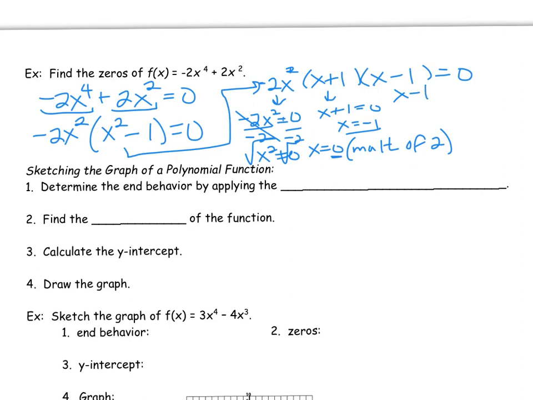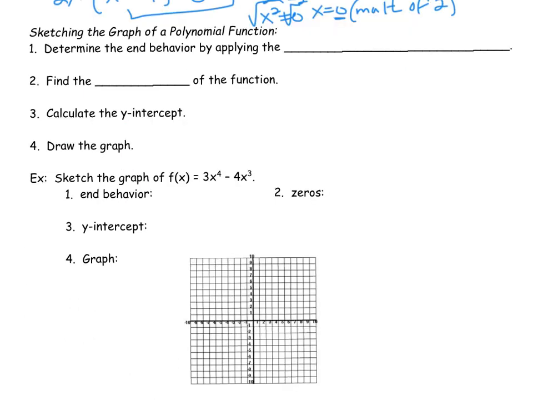And then if we set x minus 1 equal to 0 and add 1 to each side, we'd get x equals positive 1. There's our other answer. So we have 3 different x-intercepts, but one of them has a multiplicity of 2. All right, let's use that information to sketch the graphs of polynomial functions.